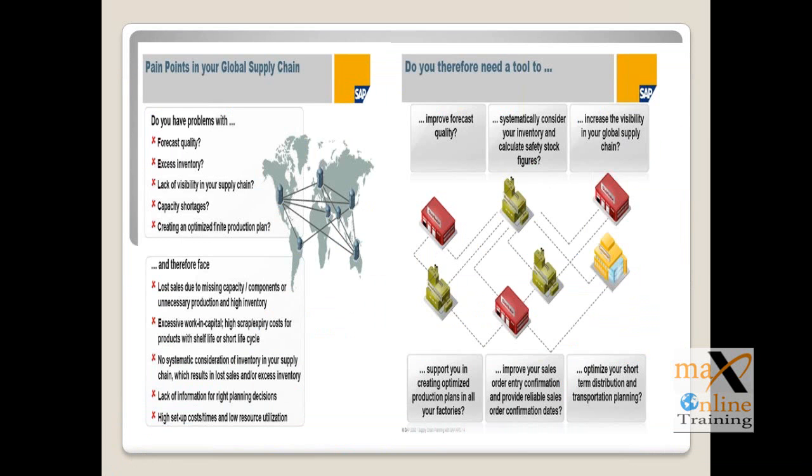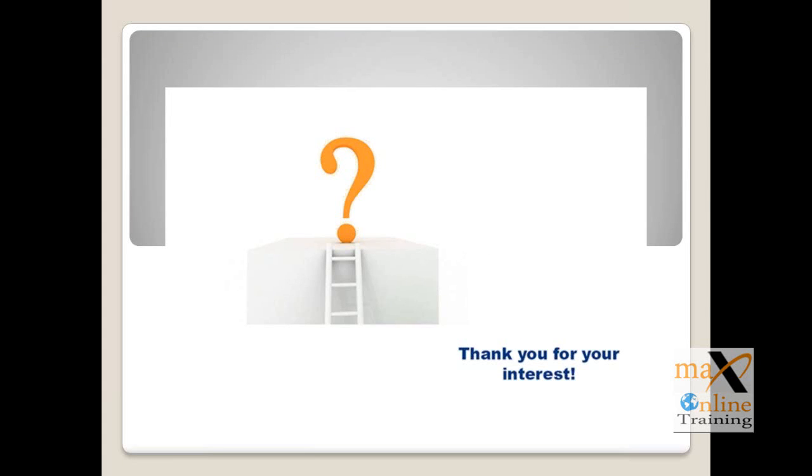So finally, these are the supply chain pain points. By implementing APO, we can solve all these long-standing issues. It will improve the forecast quality, control the inventory, and give global visibility and address capacity shortage. All these kinds of pain points in the global supply chain will be solved by implementing SAP APO. I think now you have a fair idea about APO and how it works. Am I correct, Prabhu? Yes, Karthik.